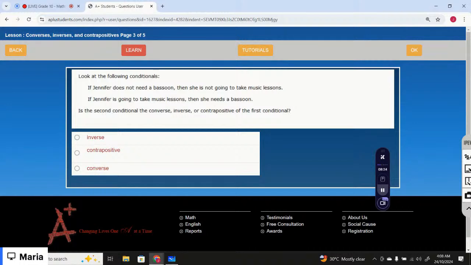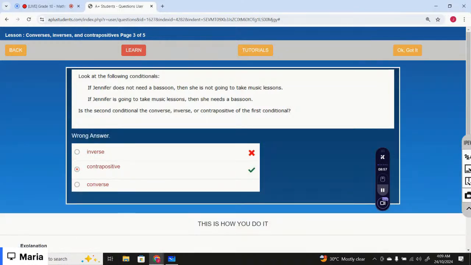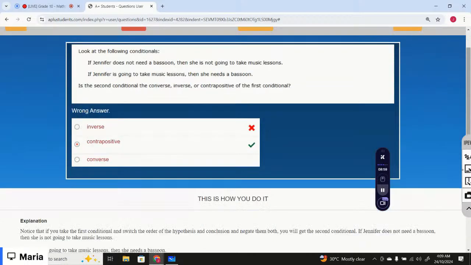Look at the following conditionals. If Jennifer does not need a basin, then she is not going to take music lessons. If Jennifer is going to take music lessons, then she needs a basin. Is the second conditional the converse, inverse, or the contrapositive? They are inverse. Option number one is the correct option. Oh, contrapositive it is.